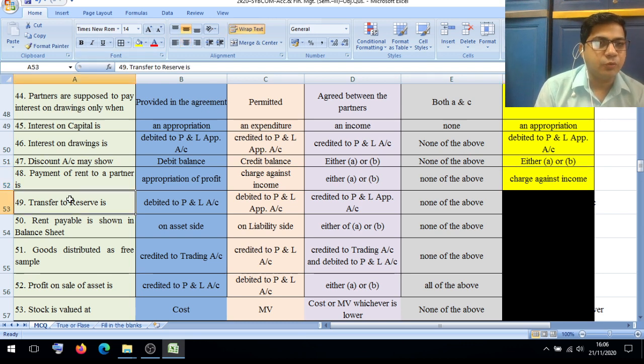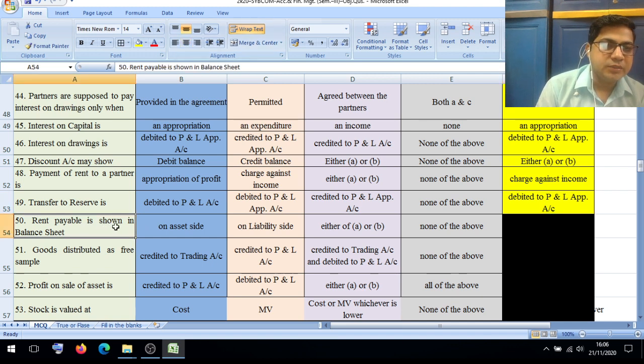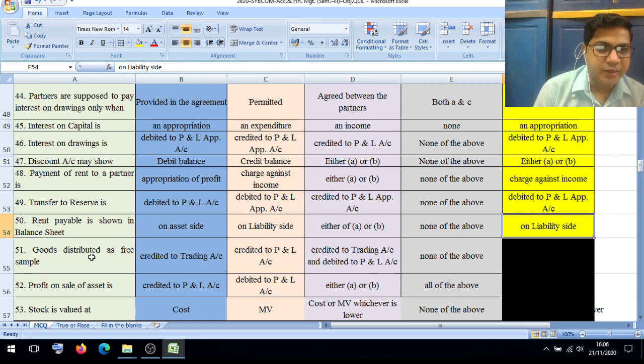Transfer to reserve is debited to profit and loss account, debited to profit and loss appropriation account, credited to profit and loss appropriation account, none of the above. Answer is it's debited to profit and loss appropriation account. Rent payable is shown in the balance sheet. Payable means outstanding. On asset side, on liability side, either A or B, none of the above. It is on the liability side.